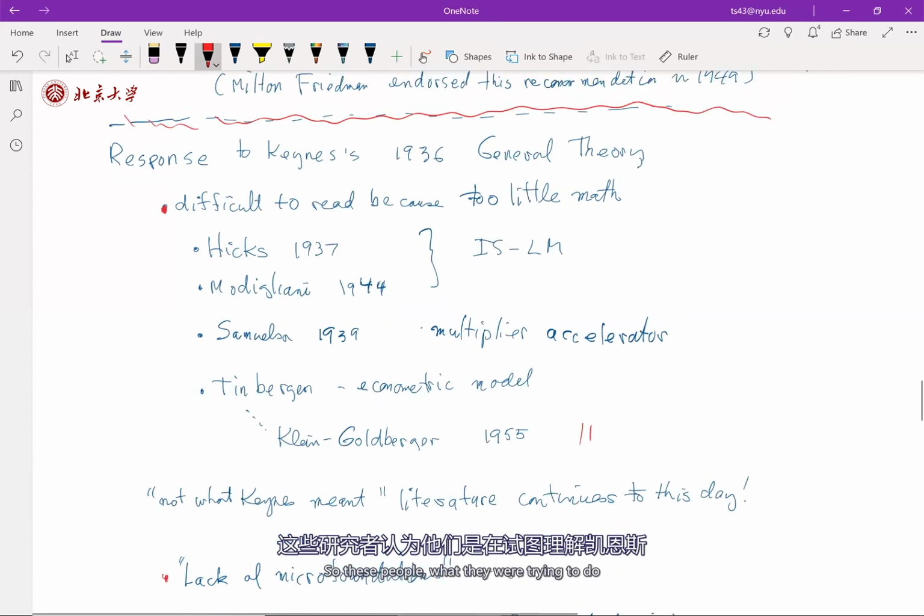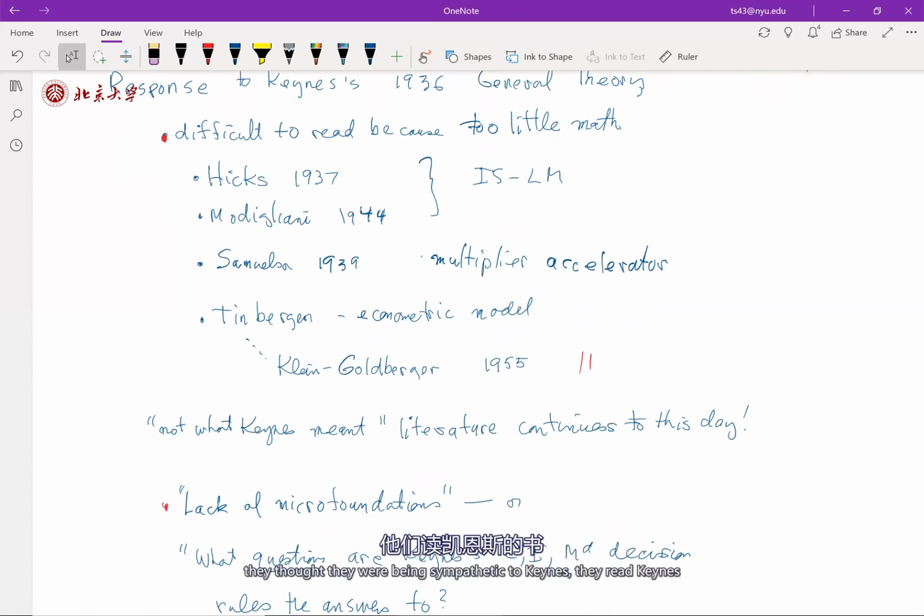So these people thought they were being sympathetic to Keynes. They read Keynes and said, here's what I think Keynes is saying. And Keynes was ambivalent about what they did. He often said, nice try, but that's not what I meant.